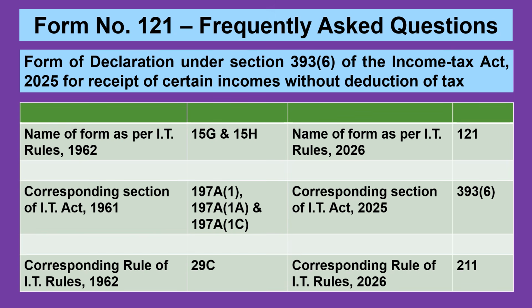Form of declaration under Section 393(6) of the Income Tax Act 2025 for receipt of certain income without deduction of tax. Name of form as per IT Rules 1962: Form 15G and 15H. Name of form as per IT Rules 2026: Form 121. Corresponding sections of IT Act 1961: 197A(1), 197A(1A), and 197A(1C). Corresponding section of IT Act 2025: 393(6). Corresponding rule of IT Rules 1962: 29C. Corresponding rule of IT Rules 2026: 211.